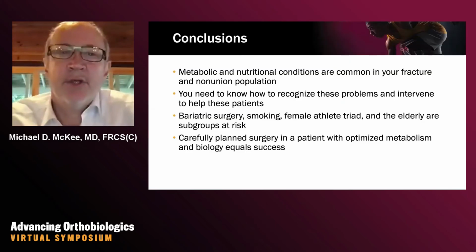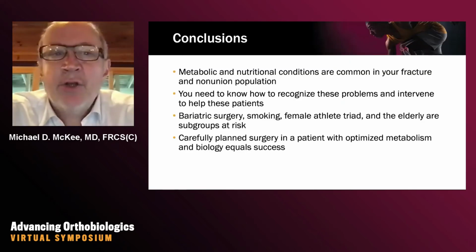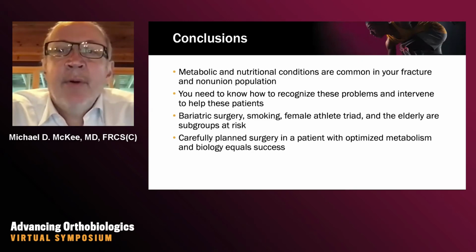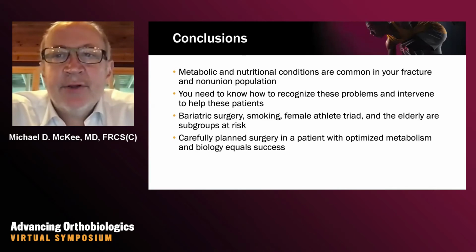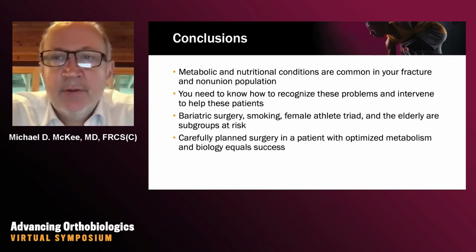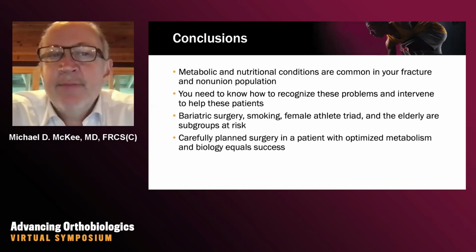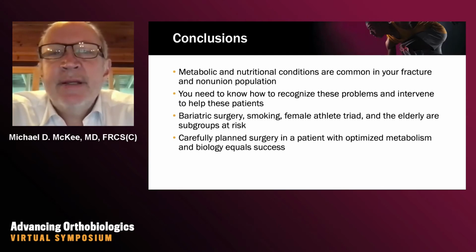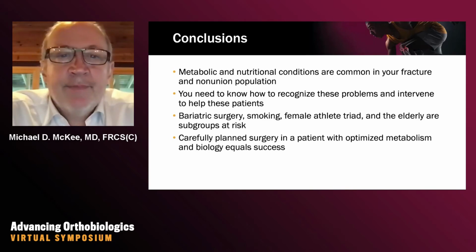To conclude, metabolic and nutritional conditions are surprisingly common in your fracture and non-union population. It's very much in your best interest to recognize these problems and intervene to help these patients. If you go back to the first slide I showed in that first talk, about half the time fracture and patient factors combine to produce non-union. A quarter of the time it's fracture factors alone or inadequate surgery, and a quarter of the time it's metabolic issues alone. So 3/4 of the time your non-union is probably at least partly contributed to by some kind of metabolic or nutritional condition or smoking. You need to know how to recognize these problems and intervene.